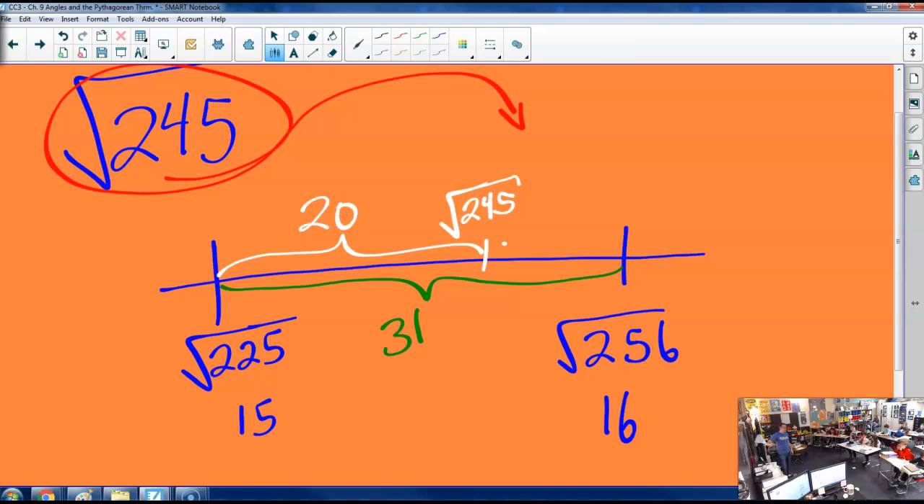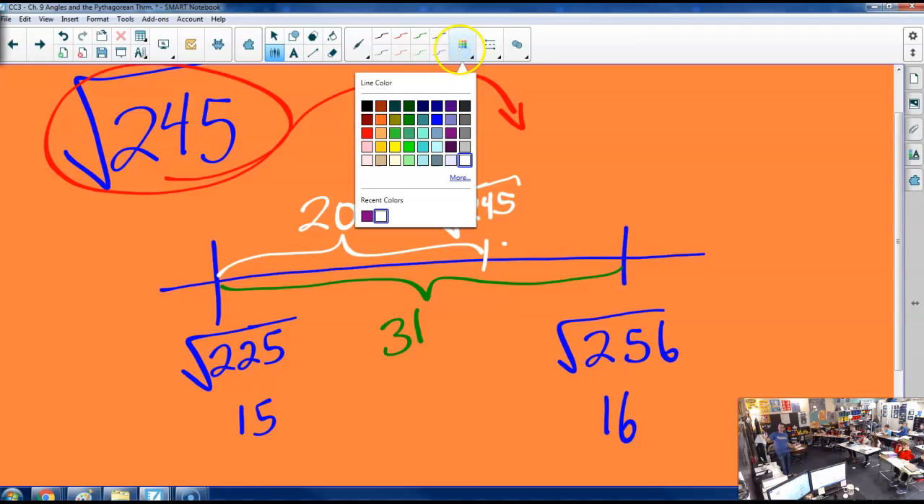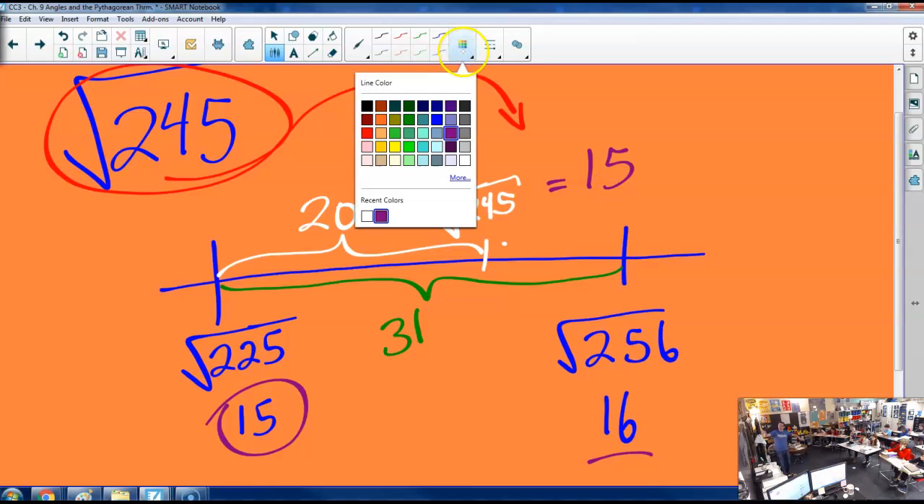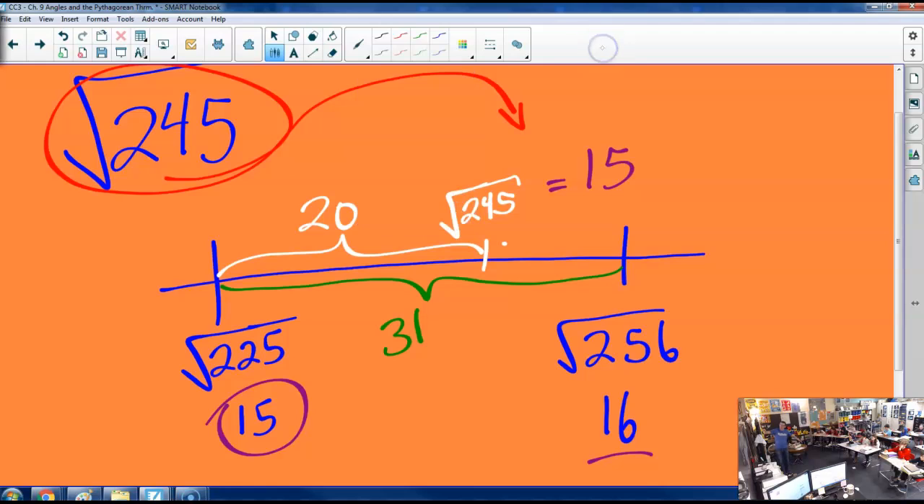So then, what do we know our whole number has to be? 15, because we're over 15, under 16. So this is going to be 15. Then we approximate. We get a little squiggly, little wavy, and we're approximating 20 out of 31 because it's gone 20 out of the total 31. So this is approximately 15.6, because it's about 2/3. So the fraction 20 out of 31.